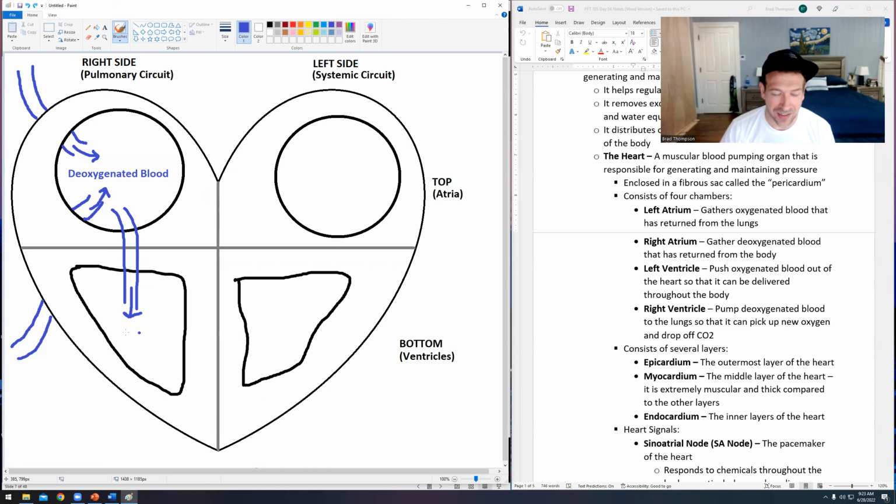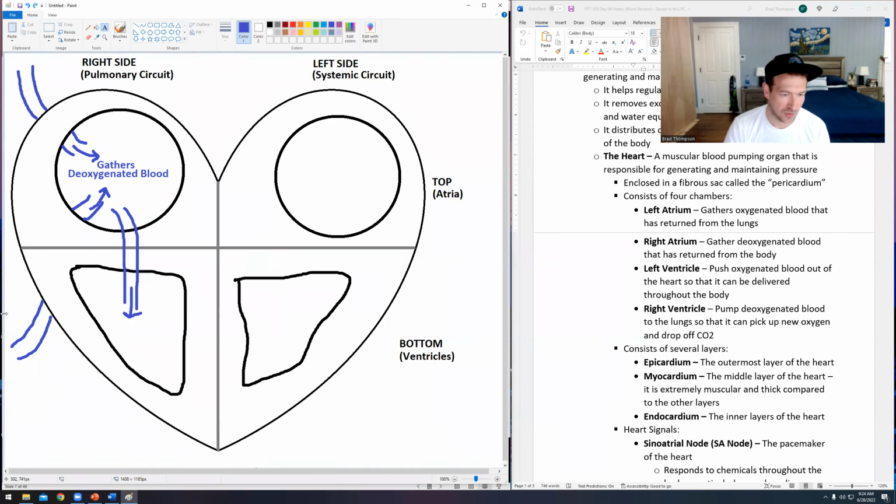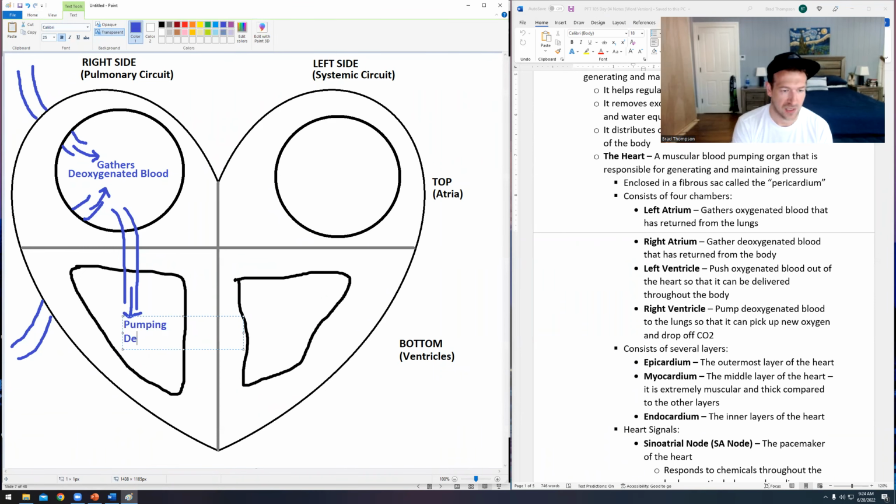So then it's going to travel out of the heart to the lungs. So actually, you know what? We're going to say this side gathers deoxygenated blood. That's what it's doing. And then this side is pumping deoxygenated blood. This is pumping that blood. I've got to find a way to get this to fit. There it is. I'm going to straddle the line there. So that's what's happening right there.